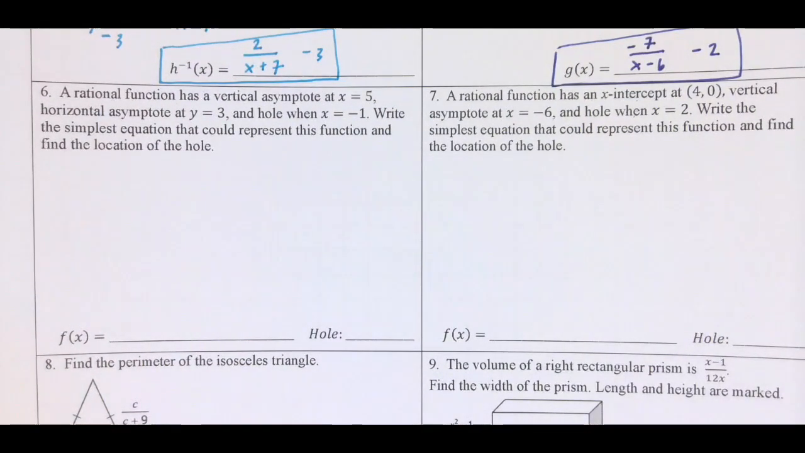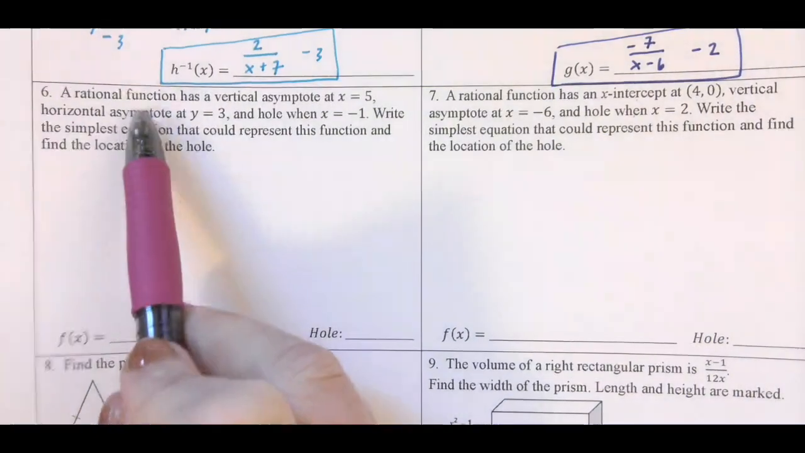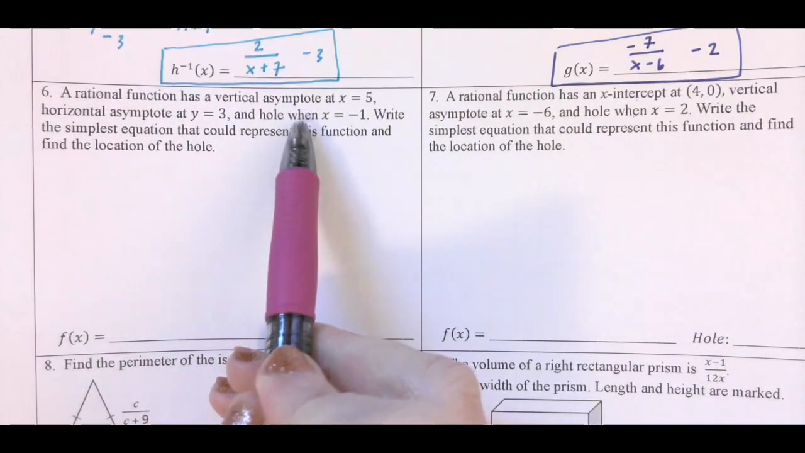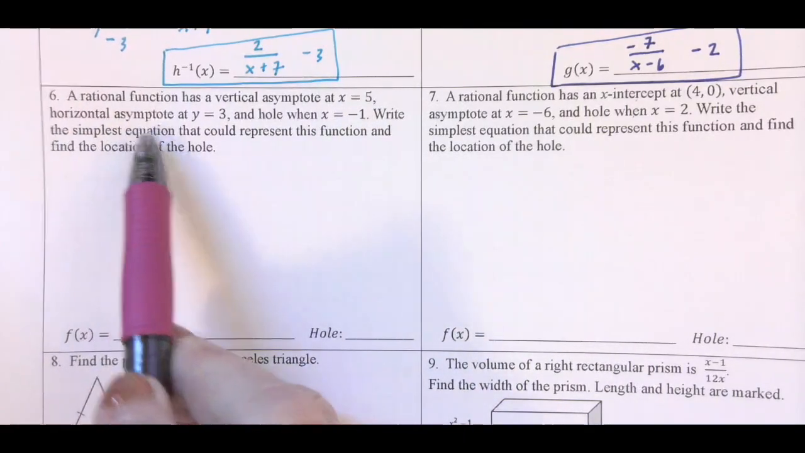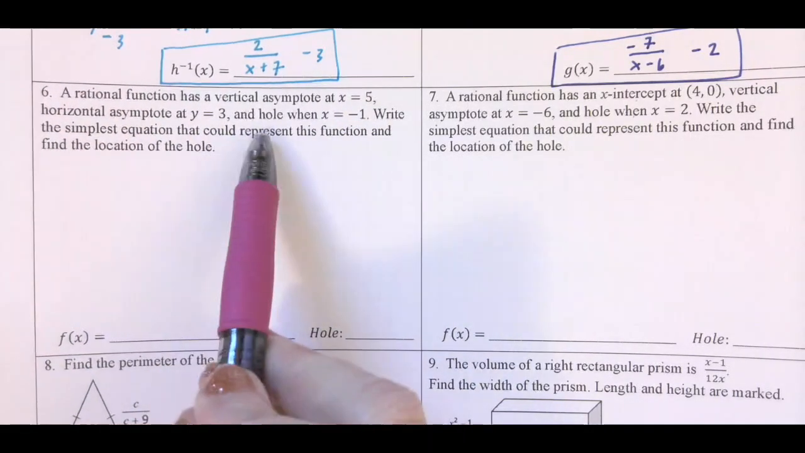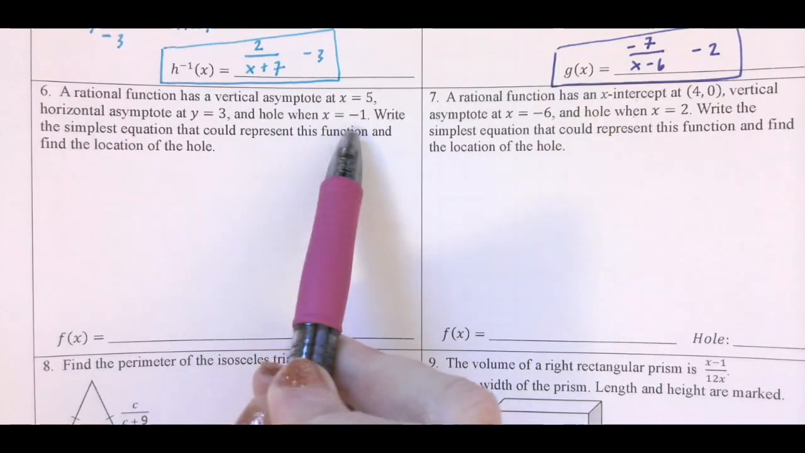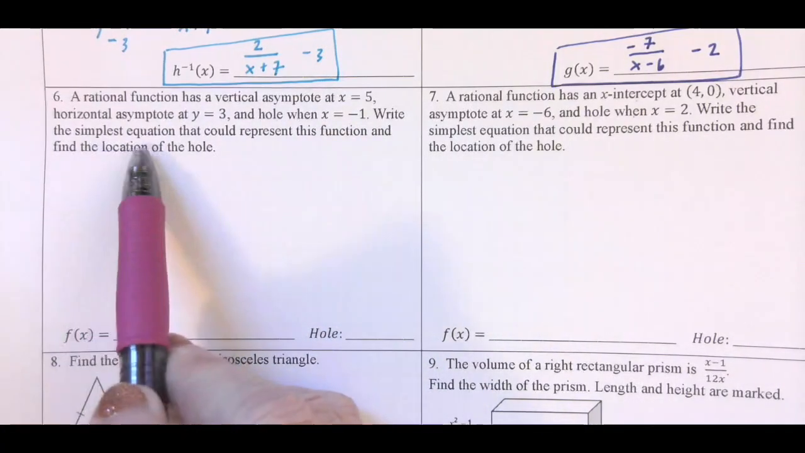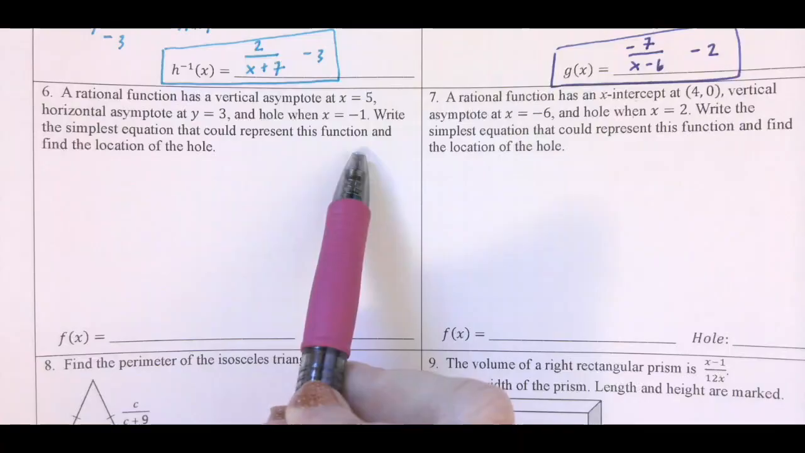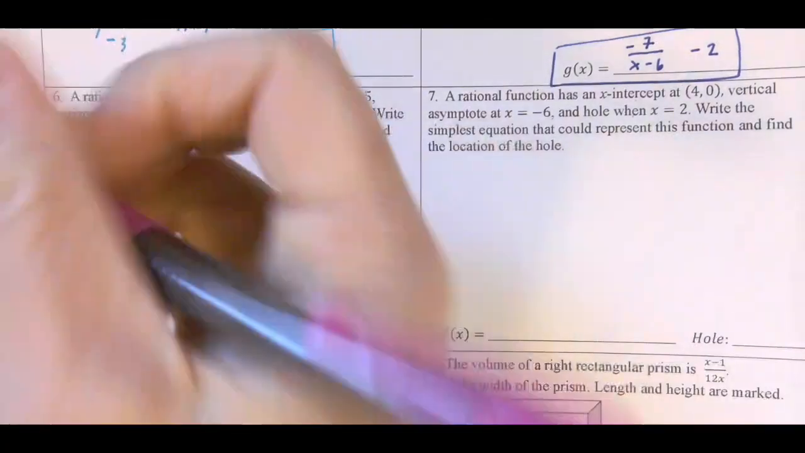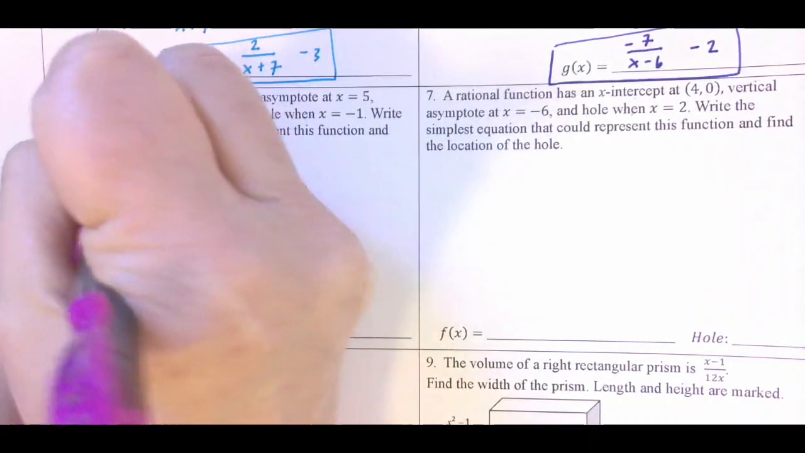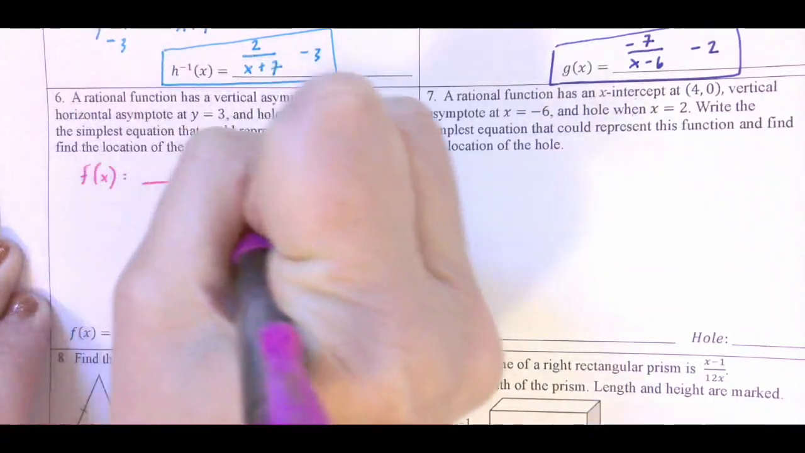So here in 6, I'm saying it's a rational function. It has a vertical asymptote at x equals 5, horizontal asymptote at y equals 3, and a hole when x equals negative 1. Write the simplest equation that could represent this function and find the location of the hole. Okay, so let's start with f of x equals big fraction bar.